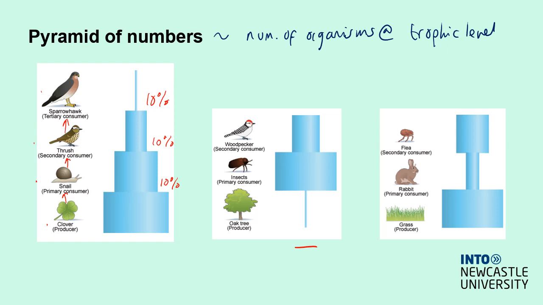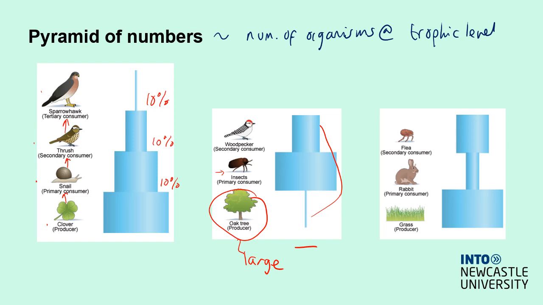And the problem with this one is we only have one producer. It's a large producer. It's an entire tree, but it is only one when you're counting it. And you would have tens of thousands of insects feeding on that tree. So you end up with this very odd shape of pyramid. So pyramid of numbers can be difficult when you've got small numbers of large producers.